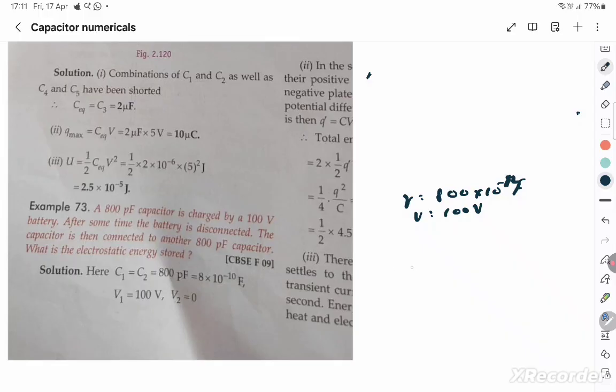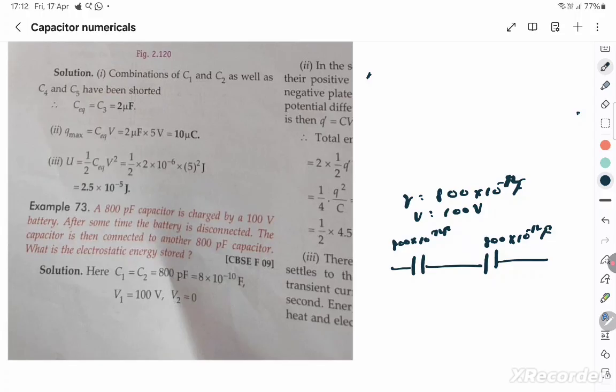The capacitor is then taken and connected to another identical 800 microfarad capacitor. Okay, it's connected to another identical capacitor. So you know that, what can you say? It has already had a charge Q.